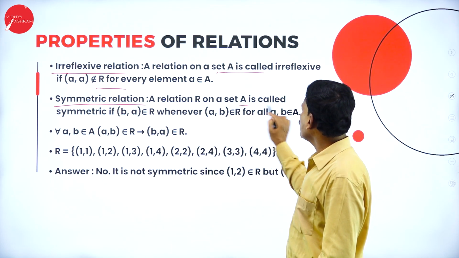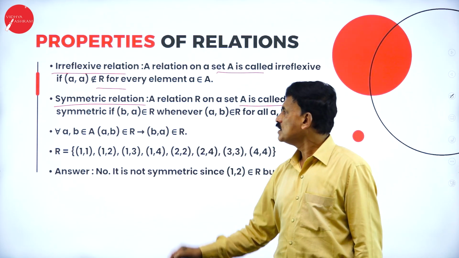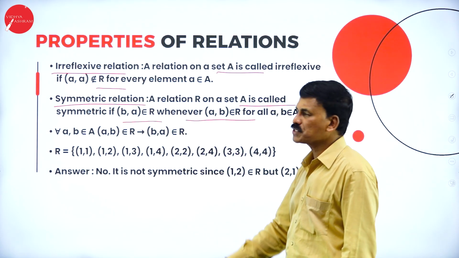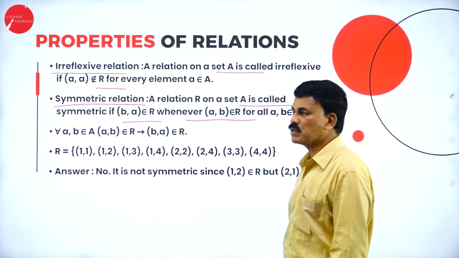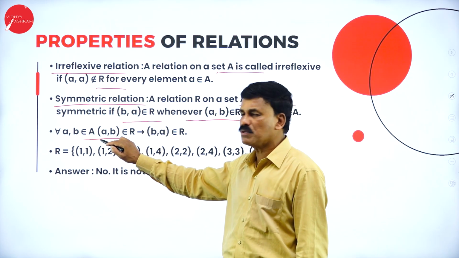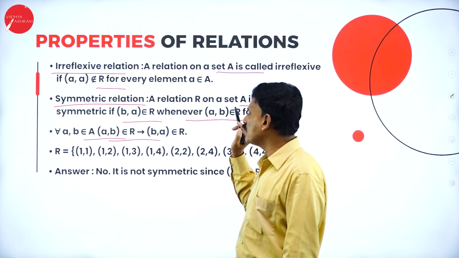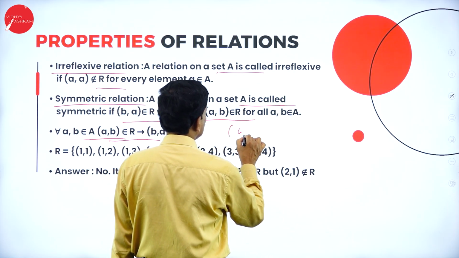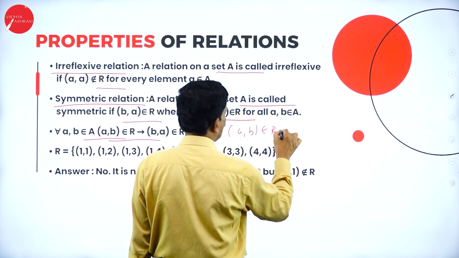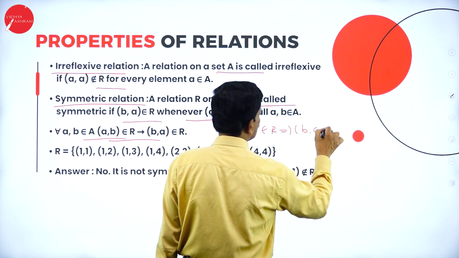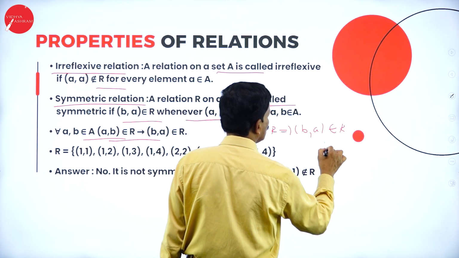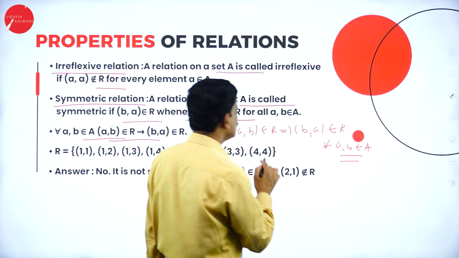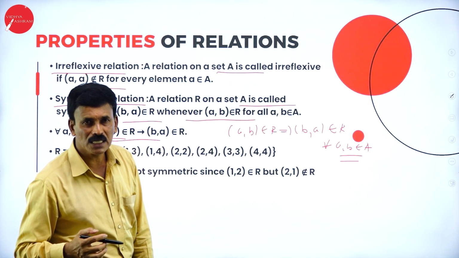A relation R on a set A is called symmetric if (b, a) belongs to R whenever (a, b) belongs to R for all a, b belongs to A. That is, for all a, b belongs to A, if (a, b) belongs to R implies (b, a) also belongs to R for all a, b belongs to the set A, then this is called a symmetric relation.